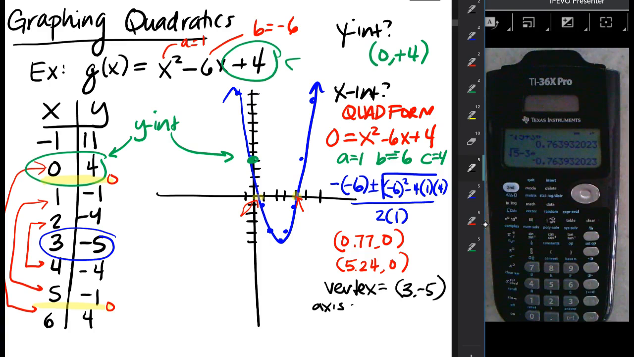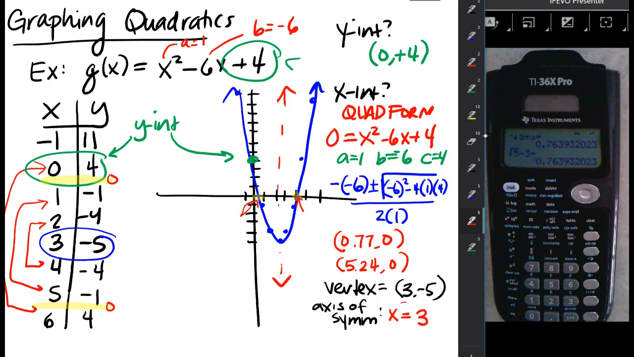We have our axis of symmetry. Our axis of symmetry is that line that divides our graph right in half. Right? And it has to be written as x is equal to, and then whatever that line was, which is 3. Remember, it will always match up with the x portion of our vertex because it is the line that cuts through our vertex.